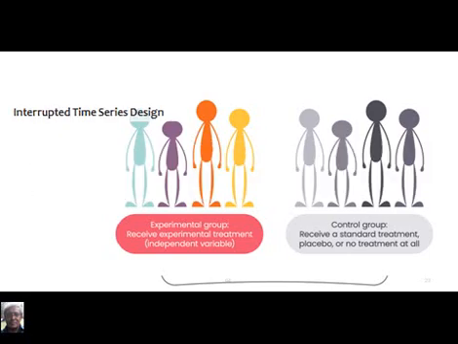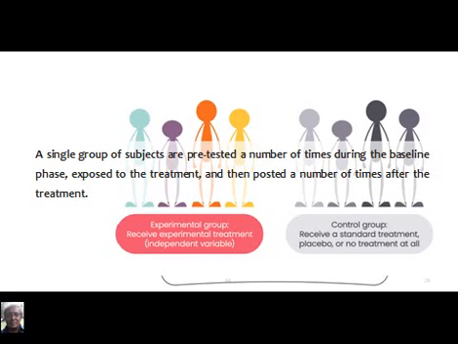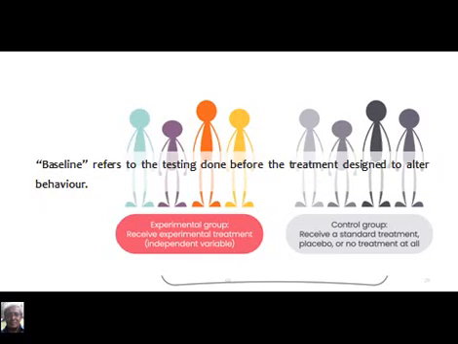Interrupted time series design. The interrupted time series design requires the researcher to take a series of measurements both before and after the treatment. A single group of subjects are pre-tested a number of times during the baseline phase, exposed to the treatment, and then post-tested a number of times after the treatment. Baseline refers to the testing done before the treatment designed to alter behavior.